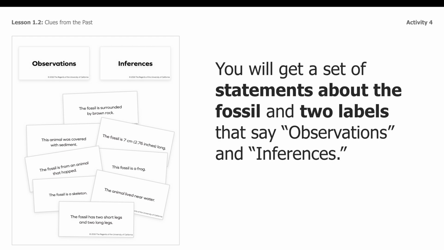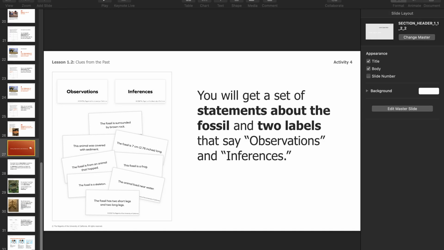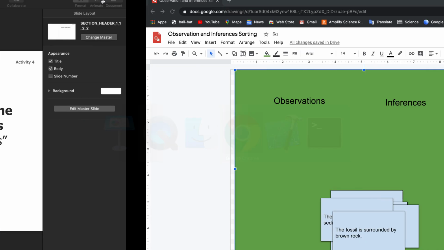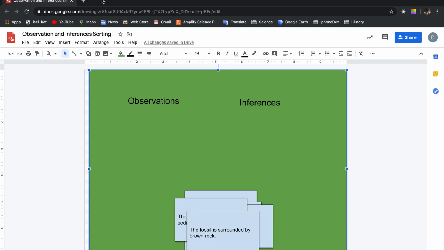All right, so you're going to get a set of statements about the fossil and two labels that say observations and inferences. It's going to look a little bit different than this. I'm going to show you what you're actually going to be seeing. So give me a minute. On the assignment, you're going to see a link to Google Drawing, and you're going to click on that, and this page should come up. If something different comes up, then you should leave a comment or email me, and we'll try to figure out what's going wrong. But this is the page that should come up.